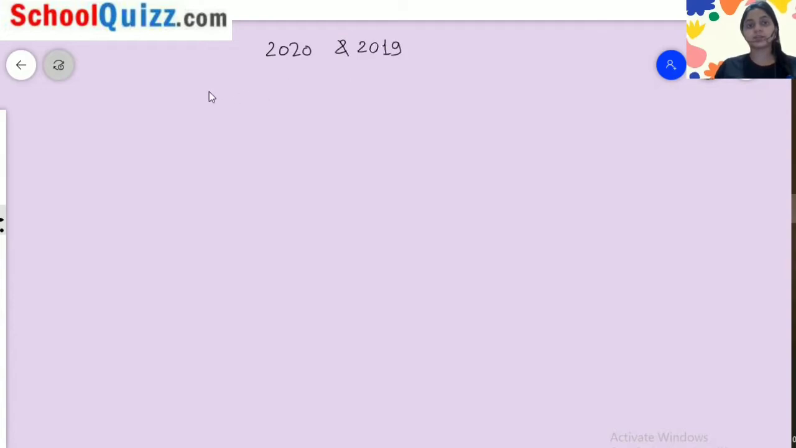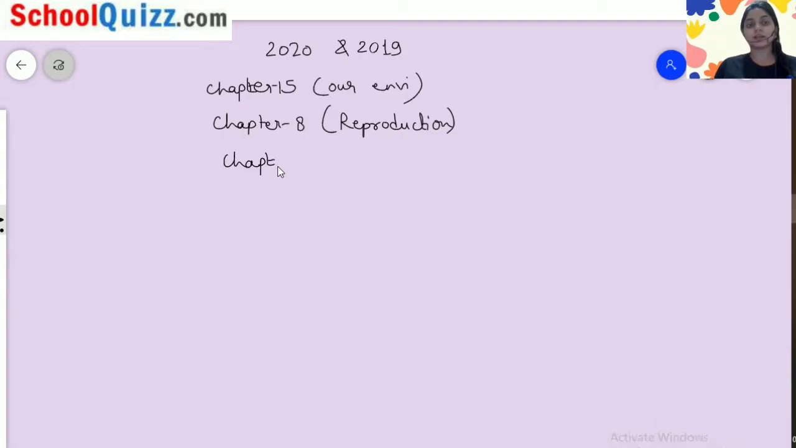As you know, in our biology section, chapter 15 will come, and chapter 15 is related to our environment. Chapter 8 will come, and chapter 8 is all about reproduction, like asexual reproduction and sexual reproduction, reproduction in plants, and reproduction in human beings. Chapter 9 is based on heredity and evolution.